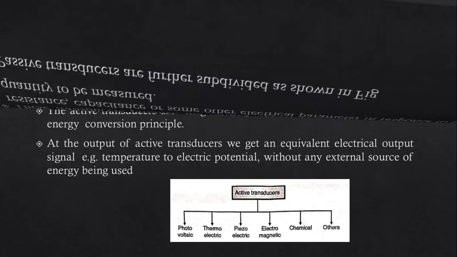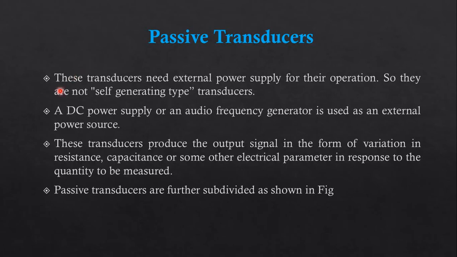Now talking about passive transducer. These transducers need an external power supply for their operation. So active transducers do not require any external power source, and passive transducers need an external power source to perform their operation. So they are not self-generating type transducers, right? A DC power supply or an audio frequency generator is used as the external power source. So we require some amount of power for our transducer to perform any particular operation.